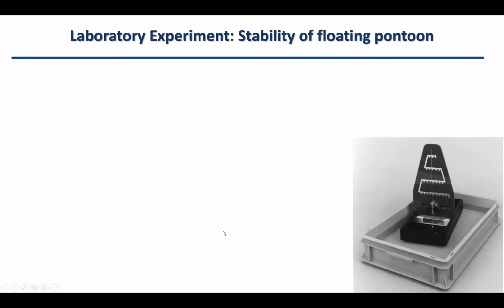If you look at the laboratory experiment, this is the jockey weight that we have, and this is a pontoon, and this is a pendulum and a plumb bob, for example. We can see it here. We can measure the angle of the tilt here in the laboratory experiment. The pontoon is stable as a floating body over the water.